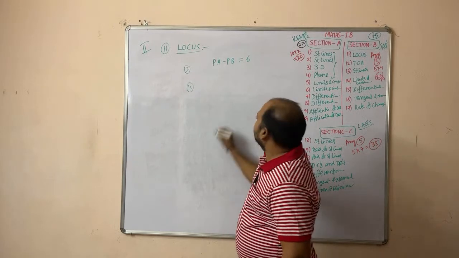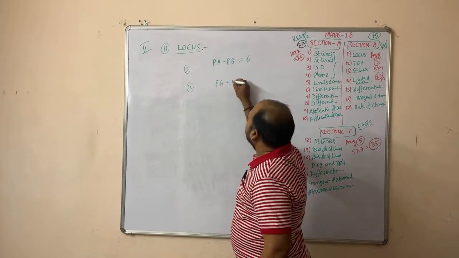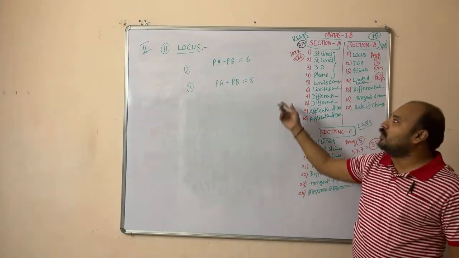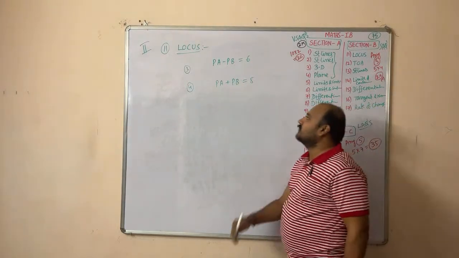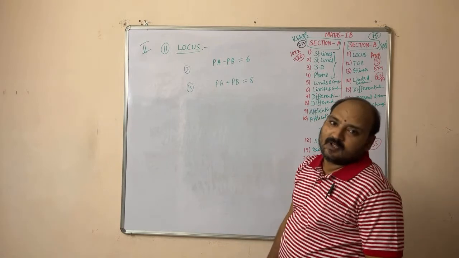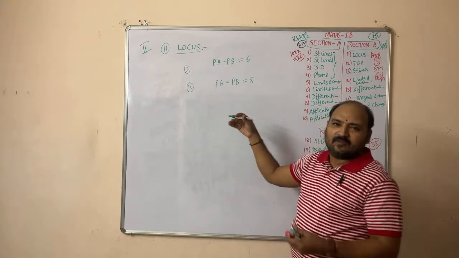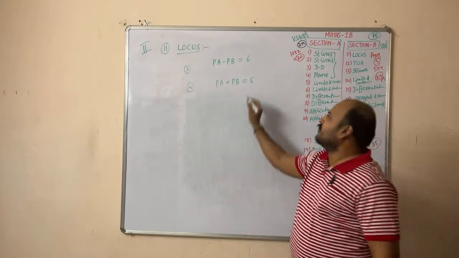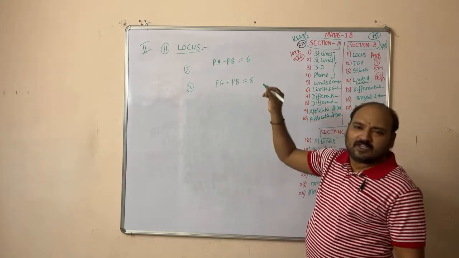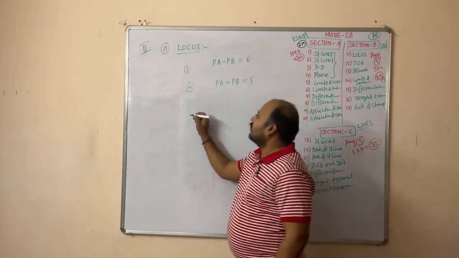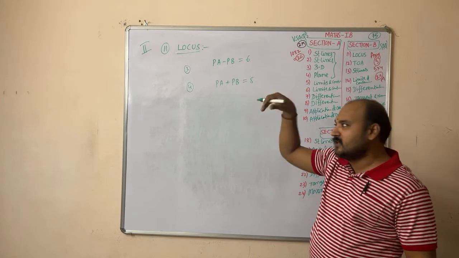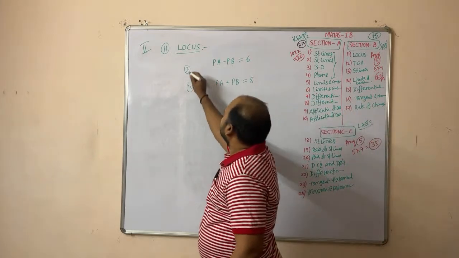Fourth possibility, PA plus PB is equal to 8. Sum of the distances. How to proceed? I already gave 6 to 7 videos in the locus chapter. Once you go through them, students, the procedure is easy, everything I explained clearly. If possible, in my free time, I will keep all the topics in the playlist in the description. So these are the possibilities.